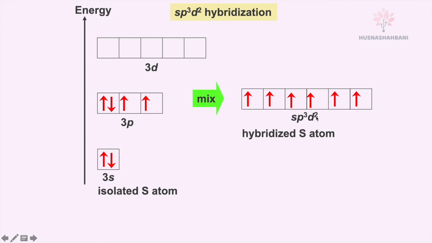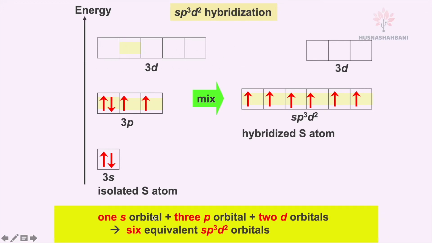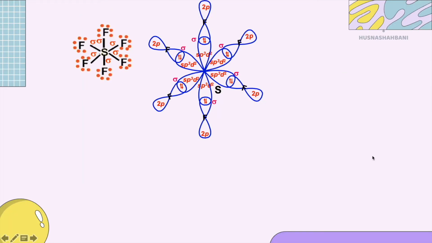That's the energy level of sp3d2, and the empty 3d orbital is at the same level as the empty 3d orbital in the ground state of the electron. 1 s orbital mixed with 3 p orbitals mixed with 2 d orbitals, making 6 equivalent sp3d2 orbitals. 1, 2, 3, 4, 5, 6. You have 6 sp3d2 orbitals in total.